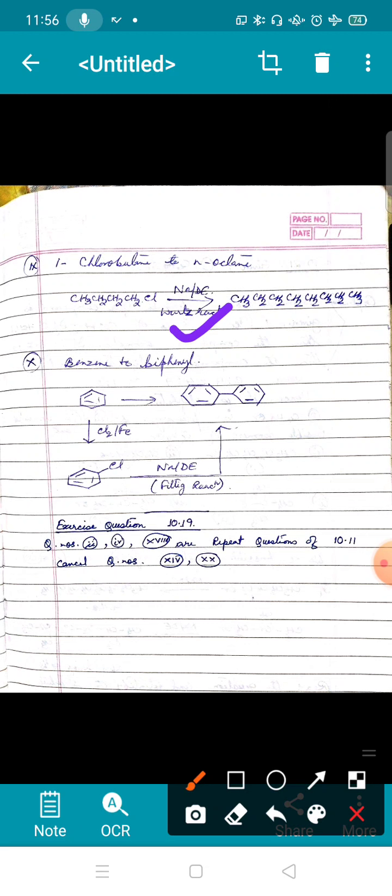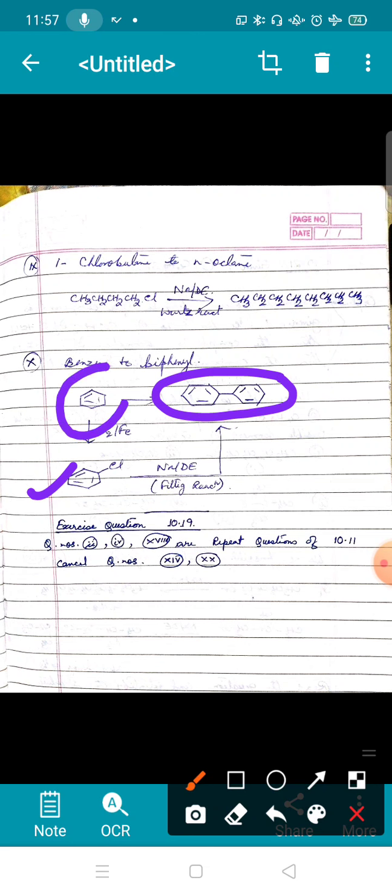The next is benzene to biphenyl. So this is our benzene, and biphenyl means 2 benzene rings joined together by a single bond. Remember, biphenyl is not the same as naphthalene. It is different. So, you know that biphenyl we get by the Fittig reaction. But for that we need chlorobenzene or any halobenzene. So, how can you introduce a chlorine in the benzene ring? Definitely not by free radical halogenation.